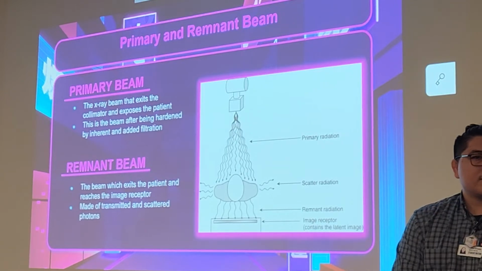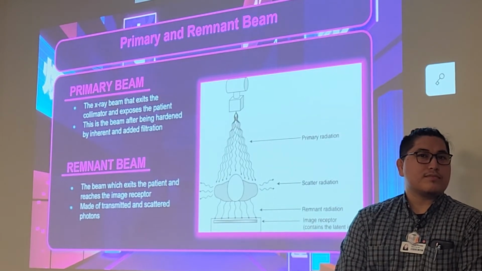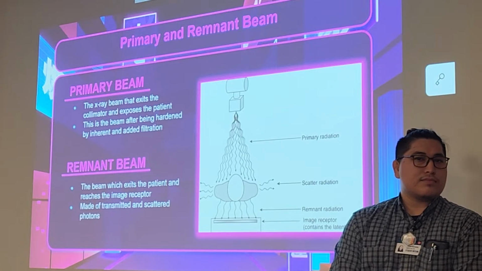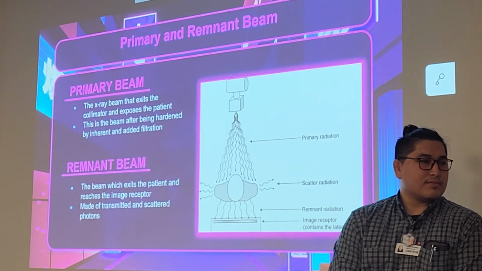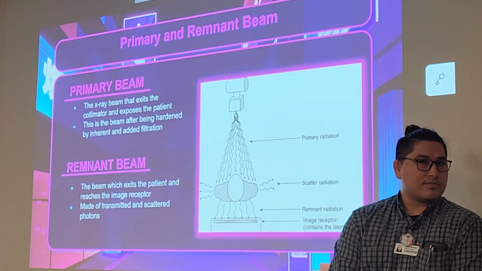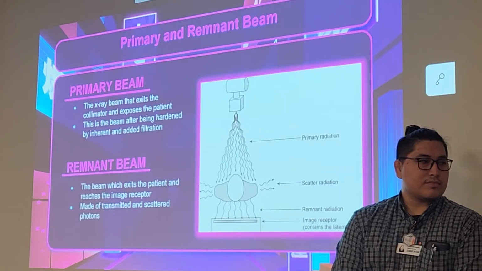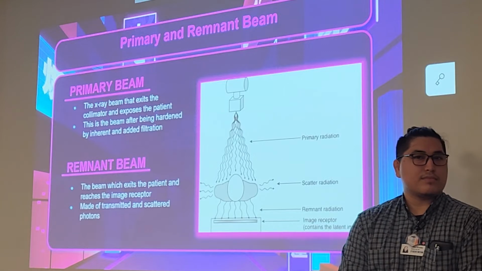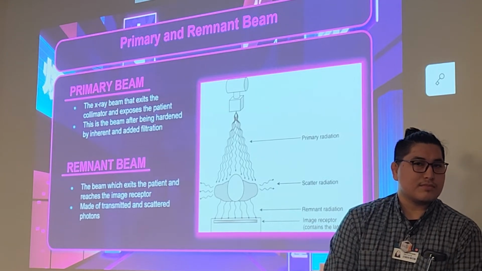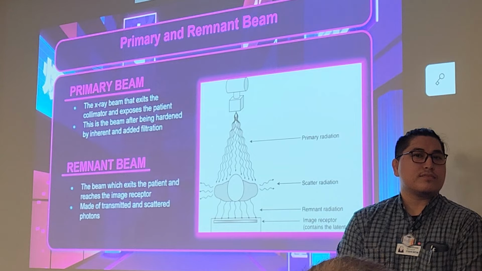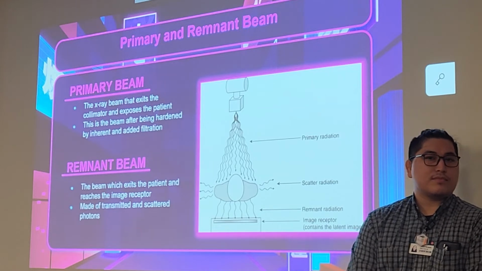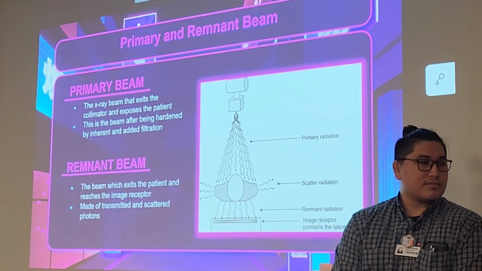Scatter. X-ray hits the patient, it bounces. If the X-ray hits the patient and it bounces back towards the tube, is that secondary radiation? Is that your remnant beam? No, because it's not going to the IR. If it bounces off the patient and goes back up to the tube, it's not going to the IR. So it's scattering away from the IR.